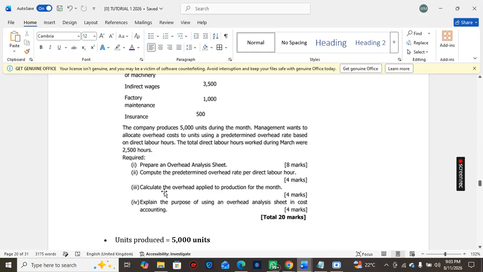Okay, so calculate the overhead applied to the production. We just want to find out what's the total overhead cost that we're incurring for that month. So remember, the overhead equals the overhead absorption rate times the level of activity. If you want to find out what's the overhead charge, it's the overhead absorption rate multiplied by the level of activity.